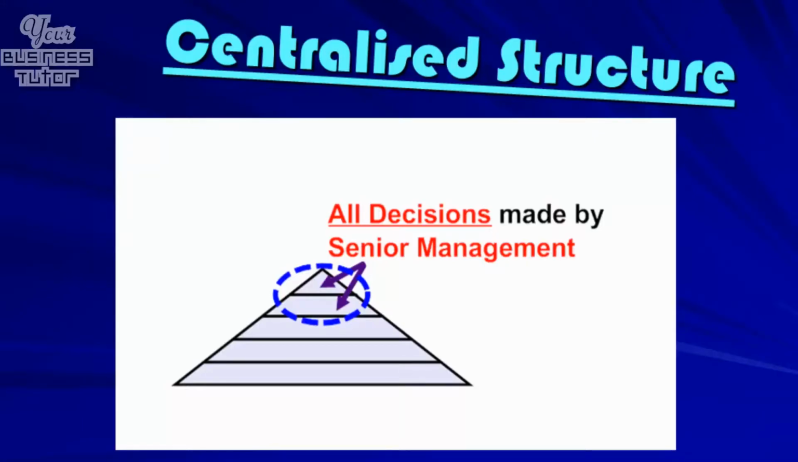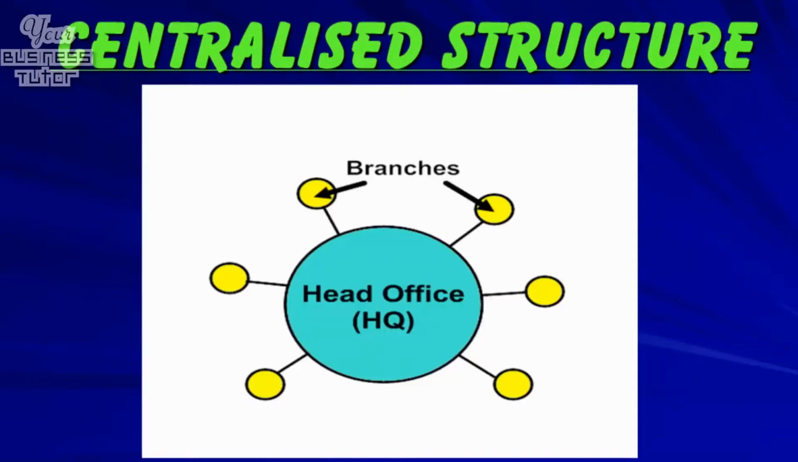A centralised management structure describes a structure where all decisions are made by senior managers. For example, in the structure shown, all decisions are made by the top two layers of management, and staff below are just told what to do. Similarly, in a business with a branch network, as the diagram shows, all decisions will be made at head office or headquarters by senior staff, and branches are just told what to do.